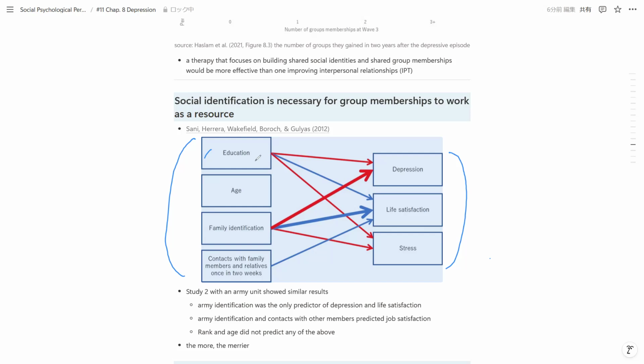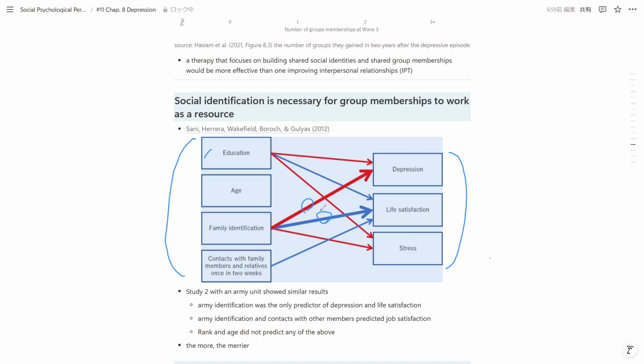What is the most important in this study is that they found a strong association between family identification and outcome variables. I'm not sure which country they did this in; maybe you can find the information in the textbook. Basically, they looked at how strongly people identify with their family, and maybe they asked how important it is for them to be a member of their family. Those who had strong family identification had fewer depressive symptoms, and those who had stronger family identification had higher life satisfaction.